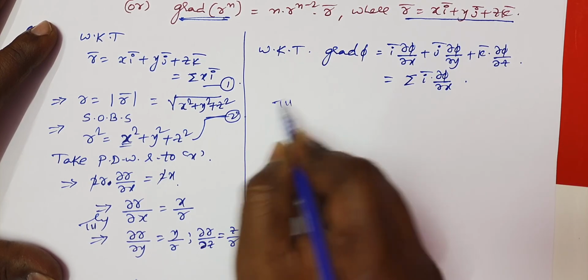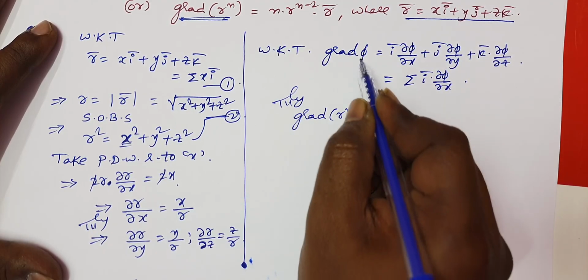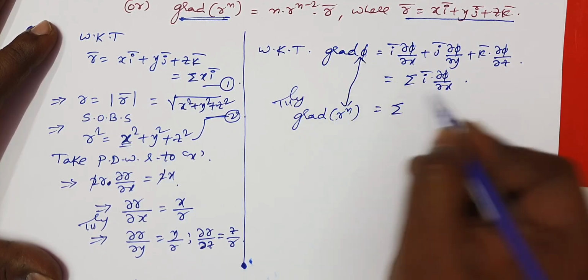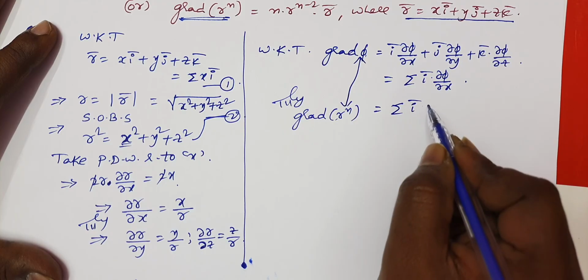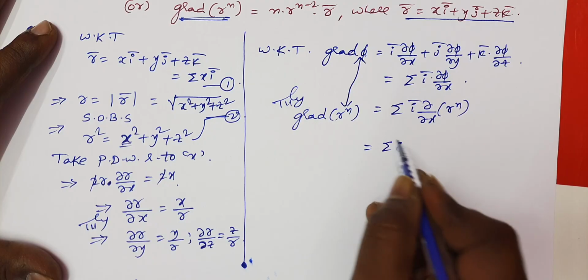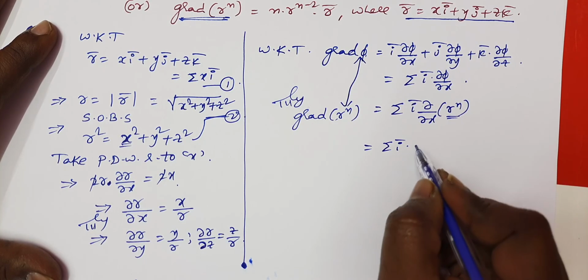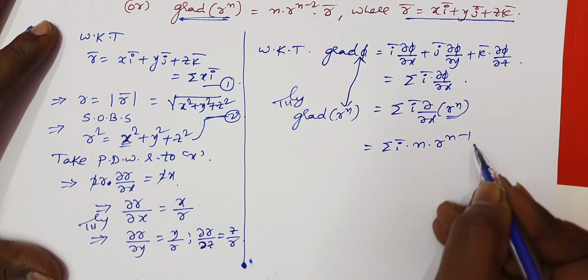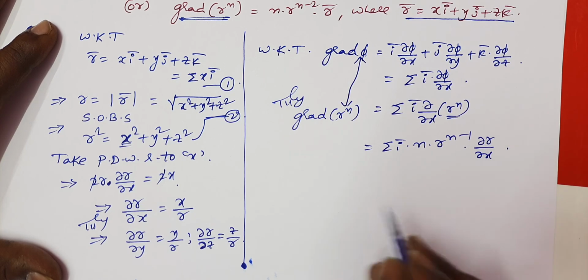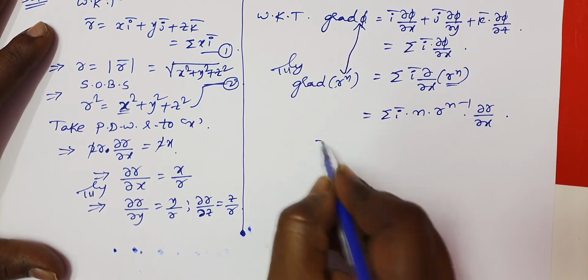In a similar way, what is the gradient of r power n? Here we have r power n instead of phi. So the summation of i bar into dou by dou x of r power n. What is the partial derivative of r power n? It is in the form of x power n, so n into r power n minus 1 into the internal derivative dou r by dou x. Don't forget to write the partial derivative of r with respect to x internally in the product.